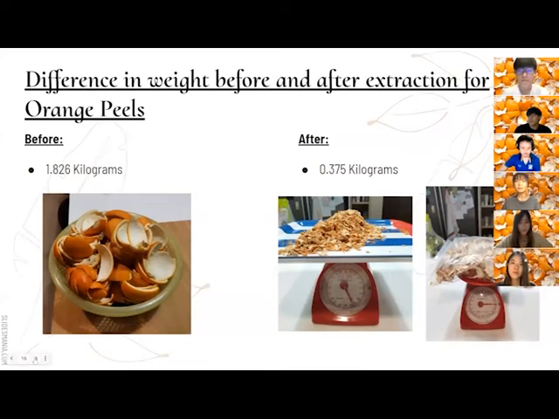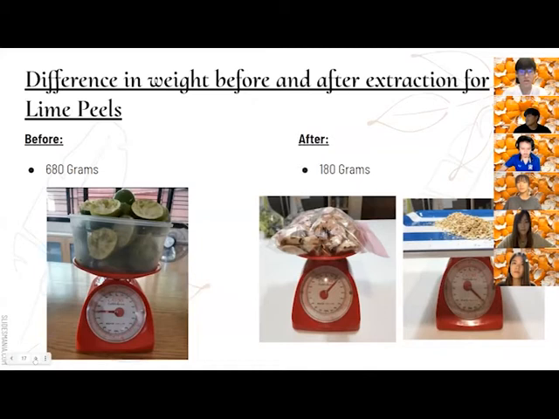Now we are going to talk about the differences in weight before and after extraction for orange peels. The weight before the extraction is 1.826 kilograms, and after extraction, it is 0.375 kilograms. So these are the differences in weight before and after extraction for lime peels. The weight before extraction for lime peels is 680 grams, and after extraction, it is 180 grams.